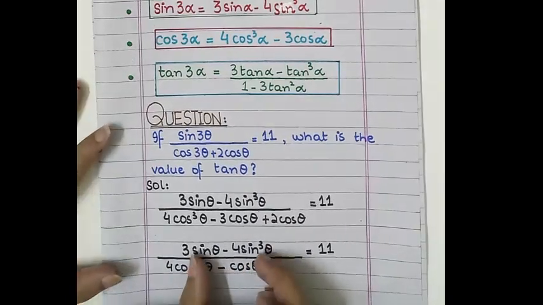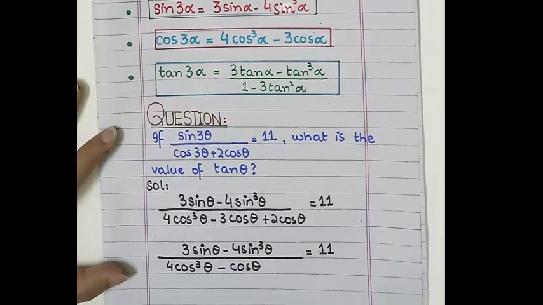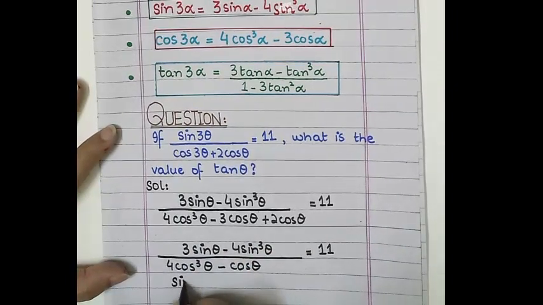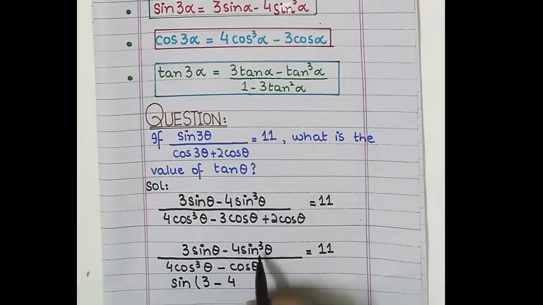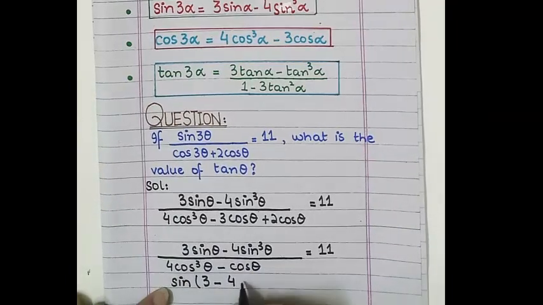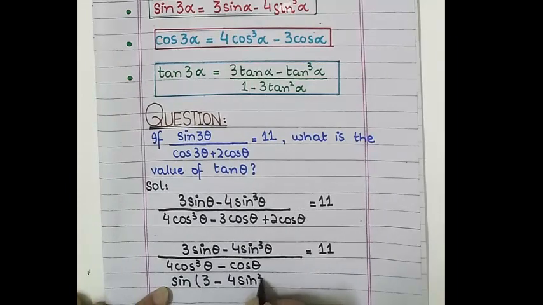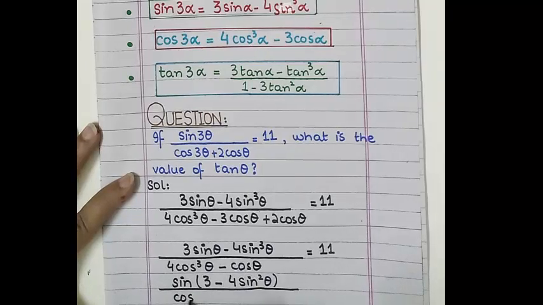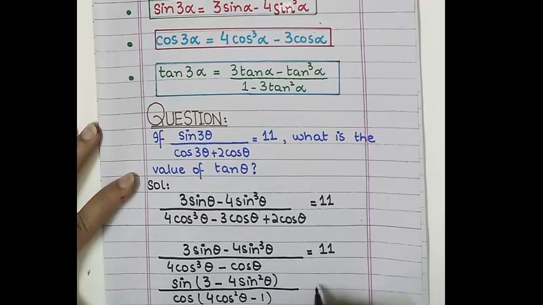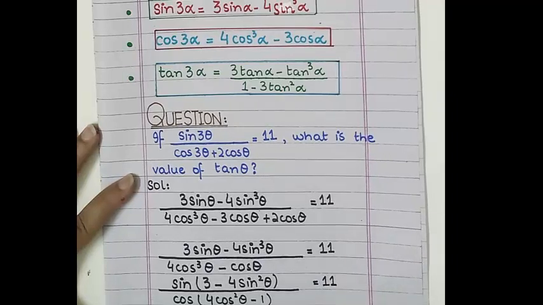We can take sine common from the numerator. So taking sine common, here we have 3 minus 4 sine square, since 1 is taken as common. So we are left with sine square theta divided by, now we will take cos theta common, cos theta, and we have 4 cos square theta minus 1, and this is equal to 11.